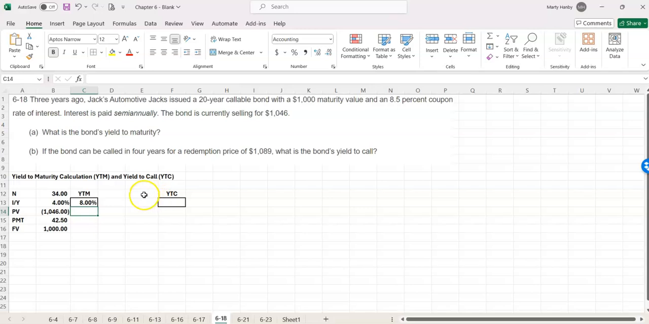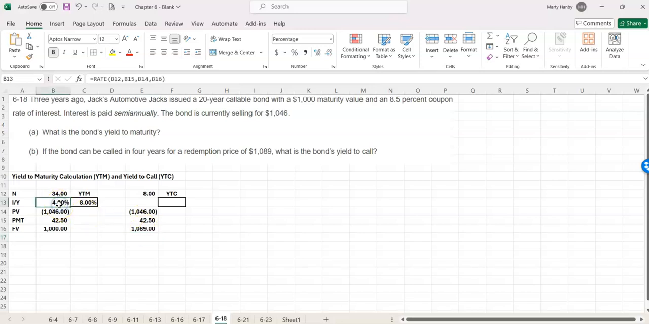What's the bond's yield to call? So 4 times 2 is the number of periods. The 1,046 is still good, and the coupon payment, none of that changes. The redemption price is $1,089.